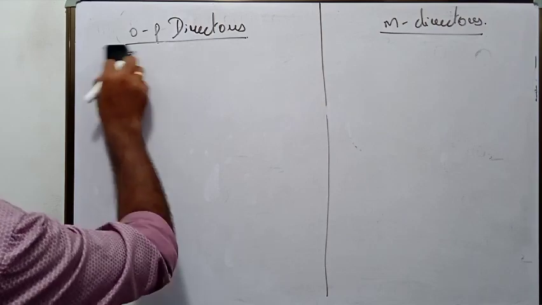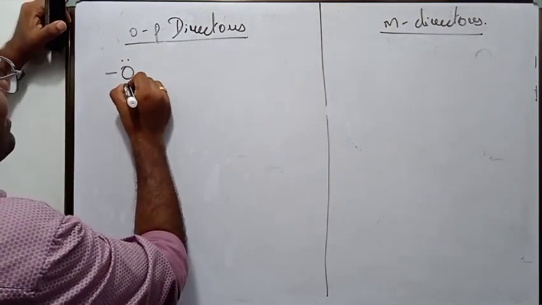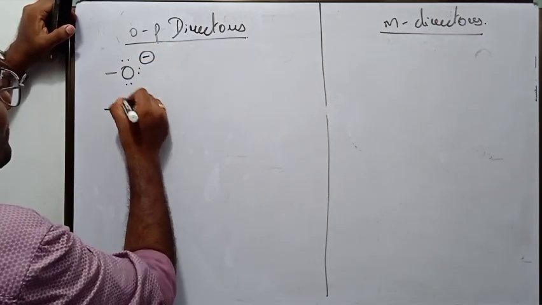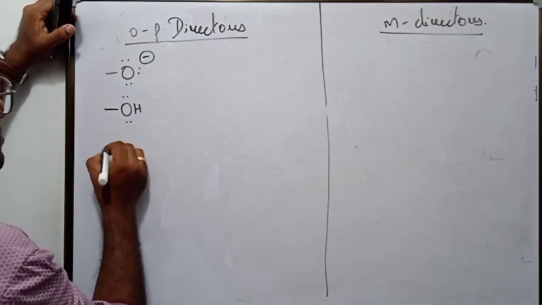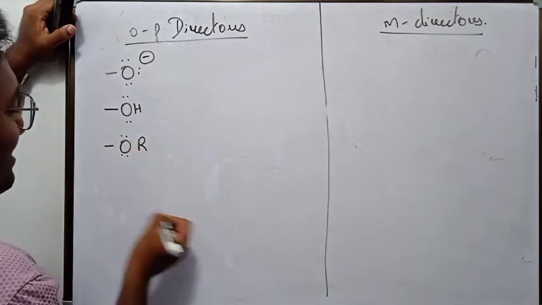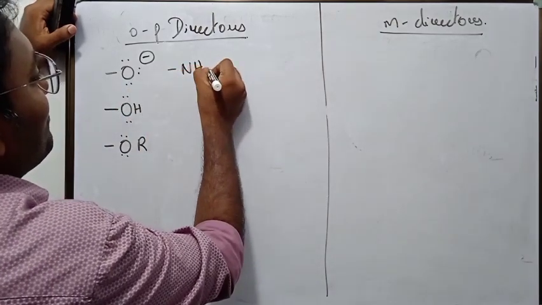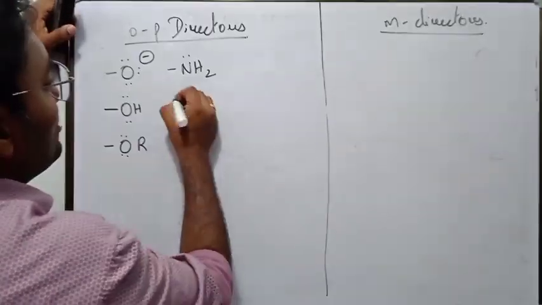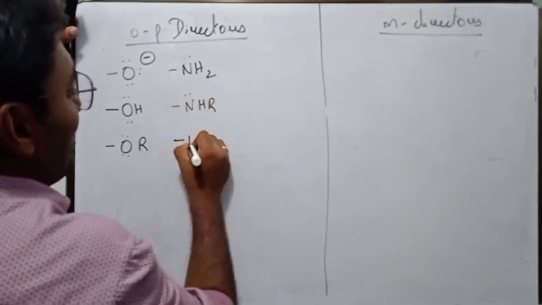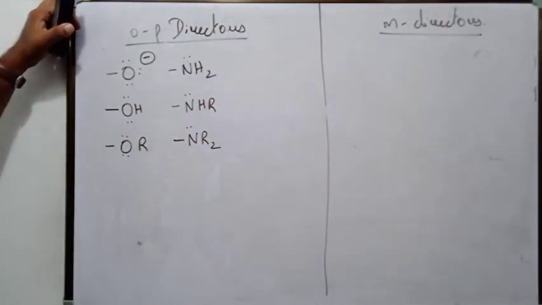So we have a lot of examples for this. Look at this: O minus. Look at the lone pairs of electrons, two lone pairs that oxygen is having. OH, OR. We have N groups: NH2, NHR, NR2. All these are having lone pairs of electrons.